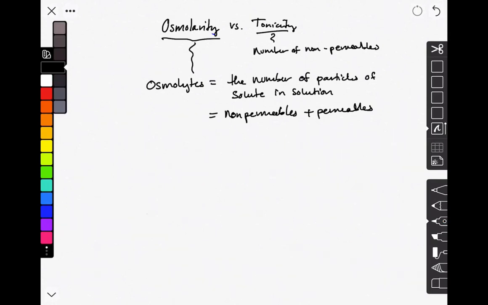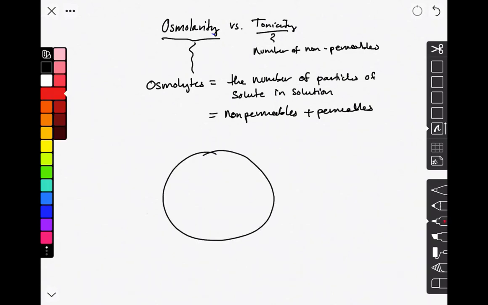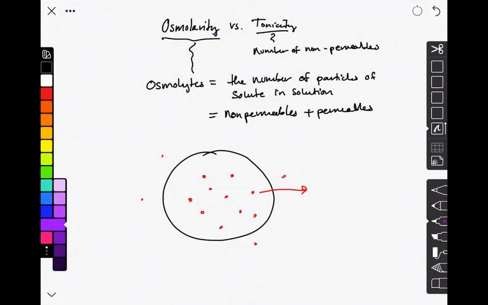Okay, so now let's think of this more in terms of the water movement and exactly what's going to happen. I'm adding in my permeables first. And there are more permeables inside than outside, and these permeables are going to want to cross the membrane. They're going to want to go out of the cell because they want to reach equilibrium. Now, there would be no net water movement in this case.